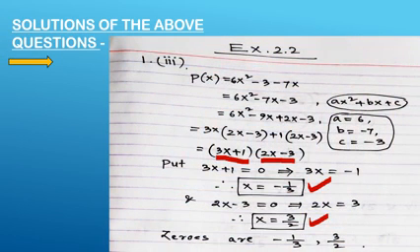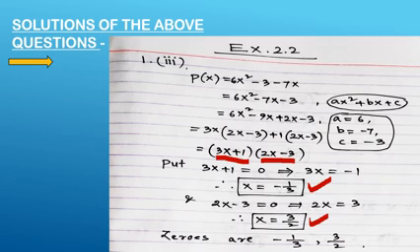Yes, in this slide I have given the solution of question number 1, Roman number 3. What is the question of that? We have to find the zeros of the polynomials, and at the same time we have to verify the relationship between zeros and the coefficients of the polynomial. It is seen that the given polynomial p of x is equal to 6x square minus 3 minus 7x. Here this is not in the standard form, so let us write this in the standard form first.